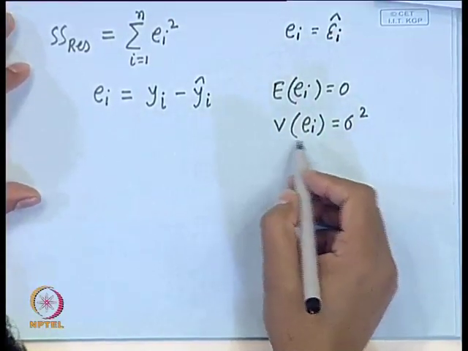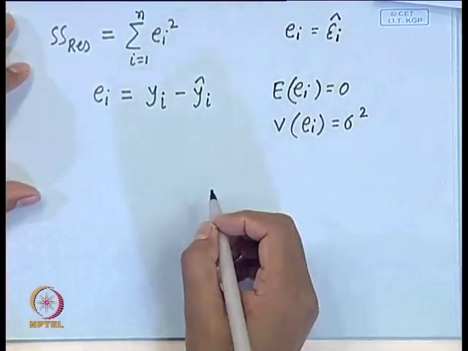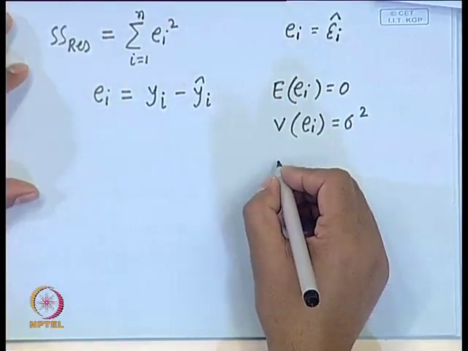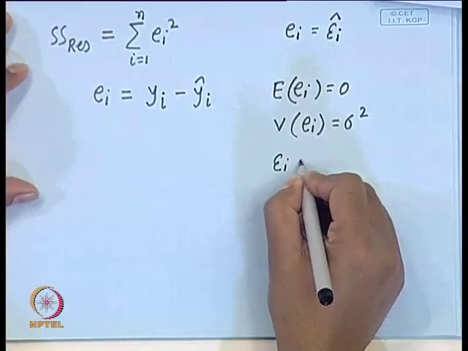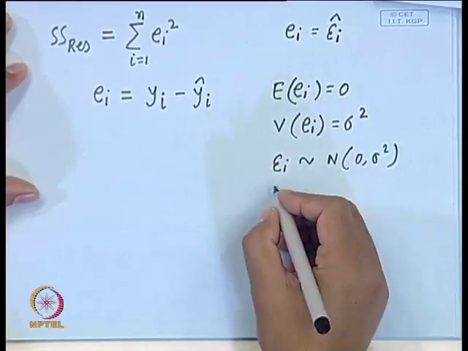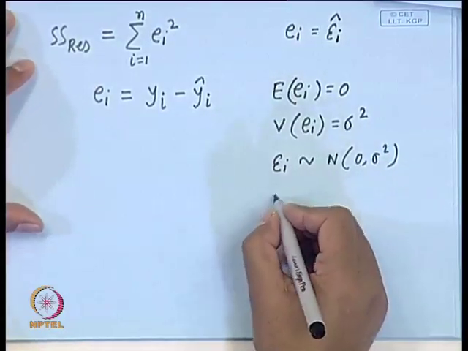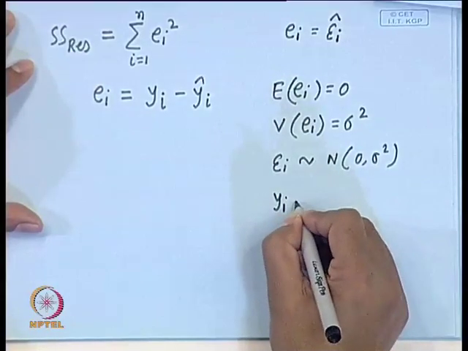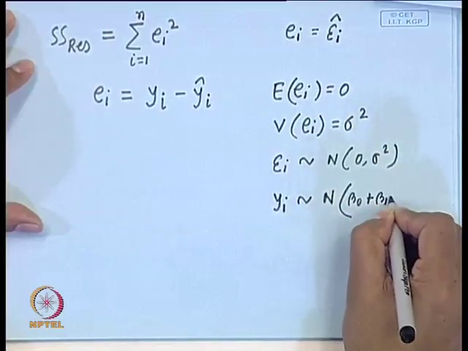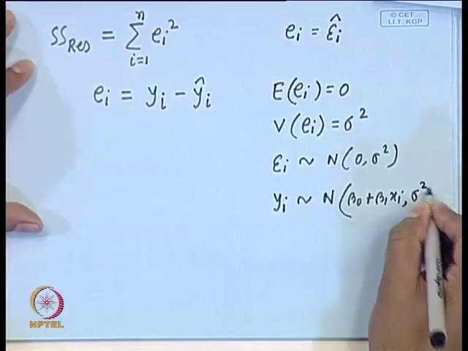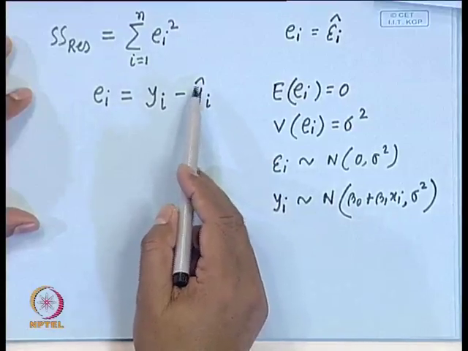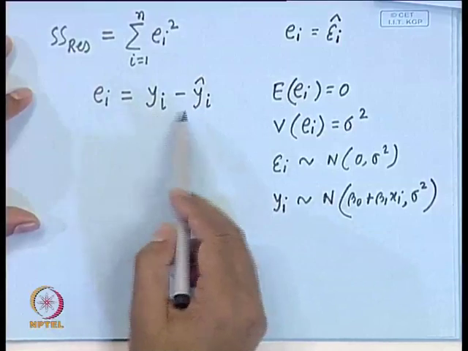Okay. So, the variance of e i can be proved to be sigma square, and also we have assumed that epsilon i follows normal 0, sigma square, and they are independent, which implies that the observations y i's are also normal with mean beta naught plus beta 1 x i and variance sigma square. Now, see, this e i is a linear combination of y i's.